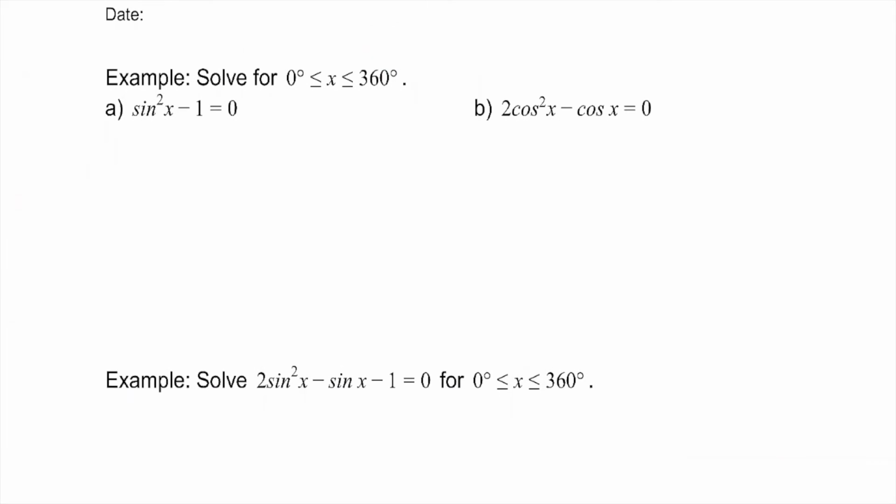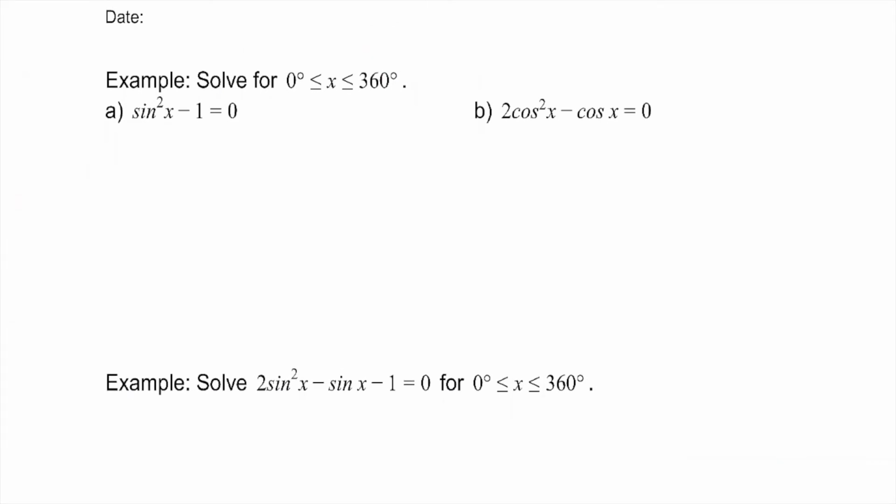Moving on, we have something a little bit more tricky, only because now we have sine squared. So here we're going to have to do some factoring. One trick to see what we need to factor is to let a variable, in this case let t equal sine of x. So in this case, what we get is really t squared minus 1 is equal to 0.